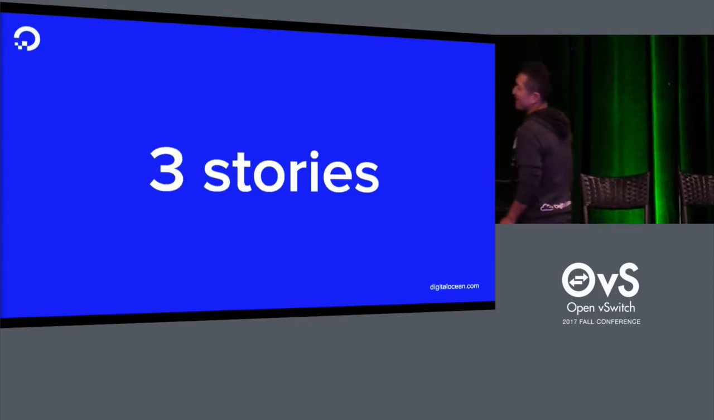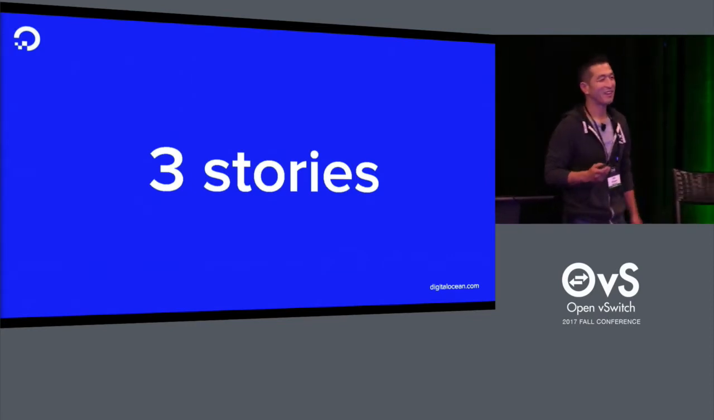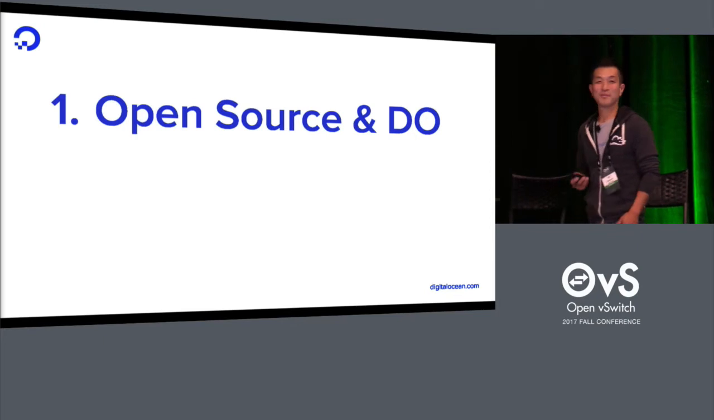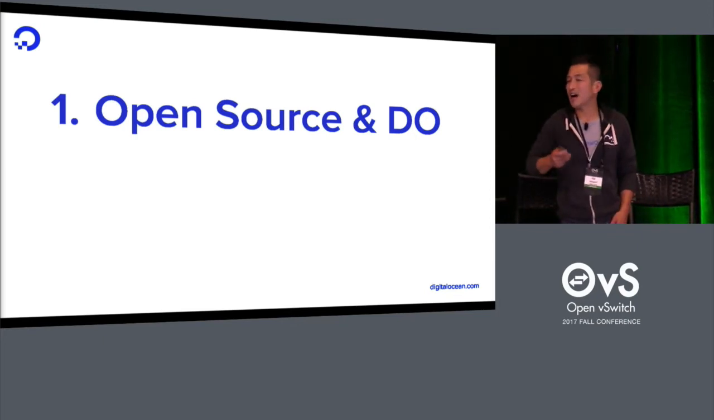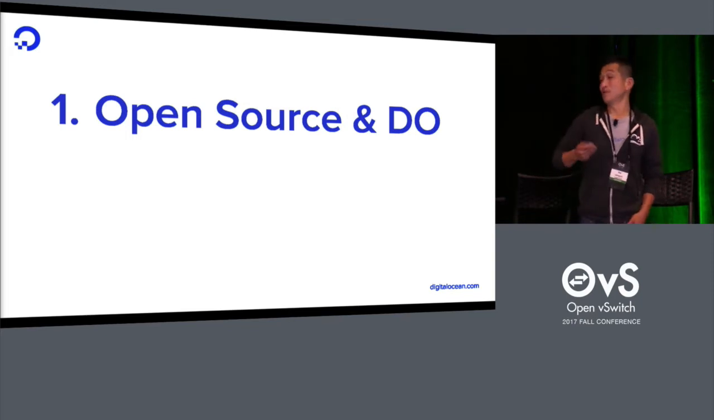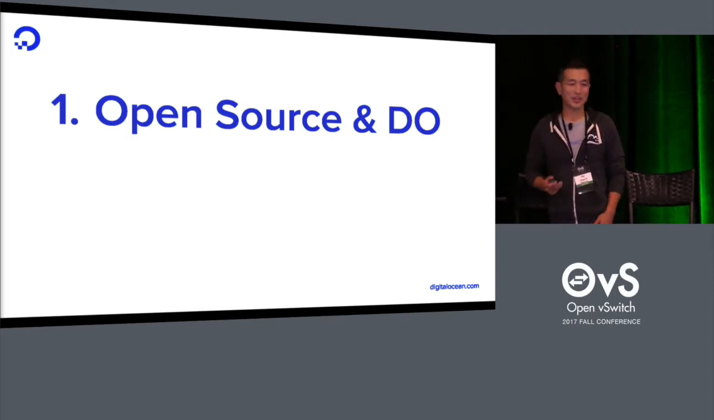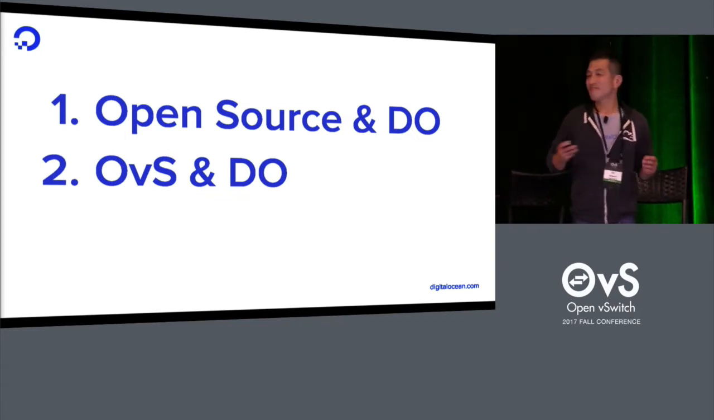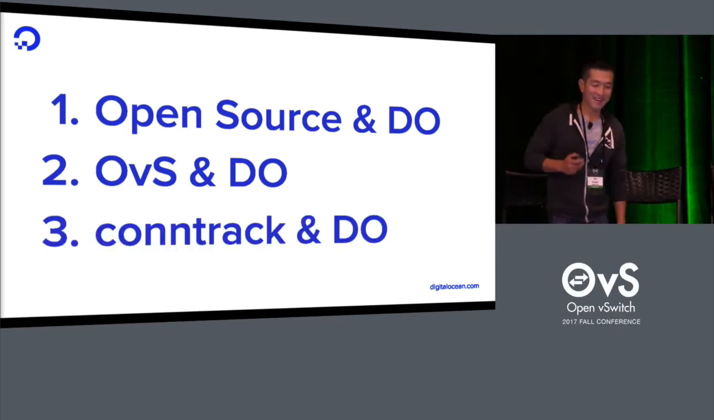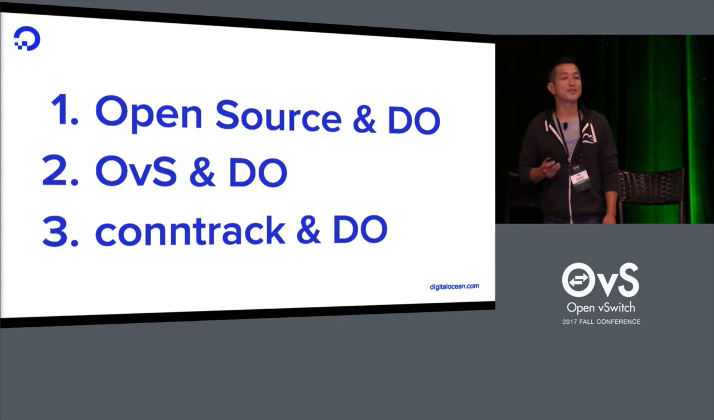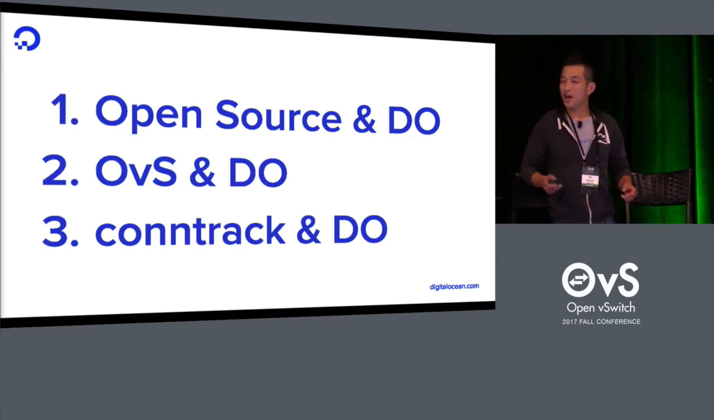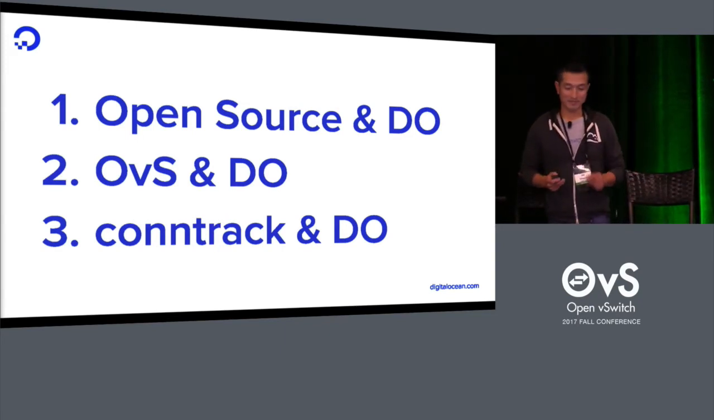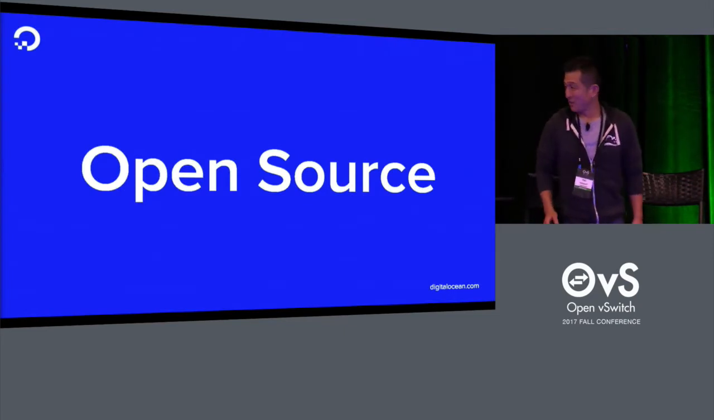So today, I'm going to talk about three stories. First story is about open source and DO, to share how we use and how we upstream and how we open source our software. And the second story is about OVS and DO, how we design OVS and use it. And the third story is about conntrack and DO, to share how we came to the conclusion to use conntrack for our cloud firewall. Now, let's dive in.